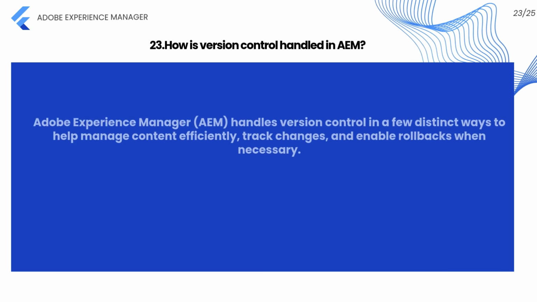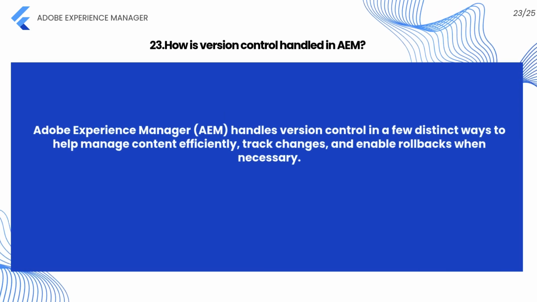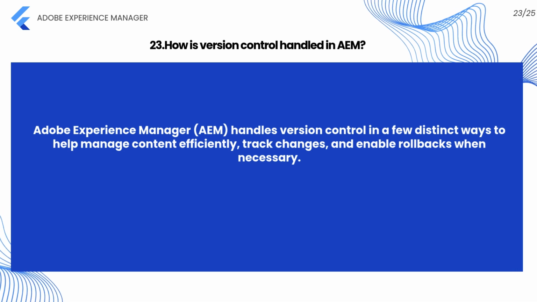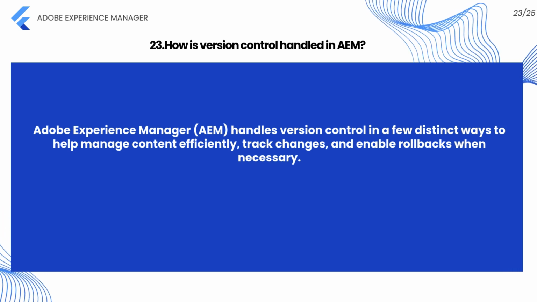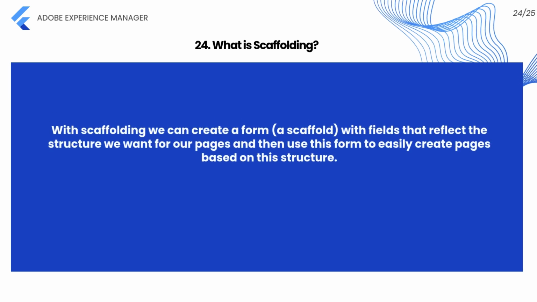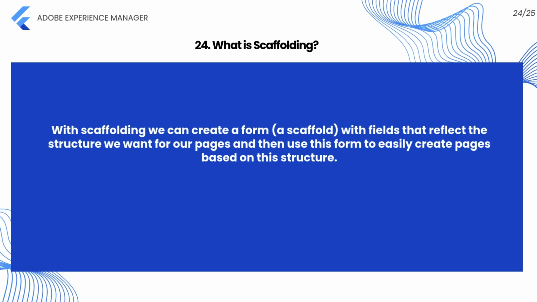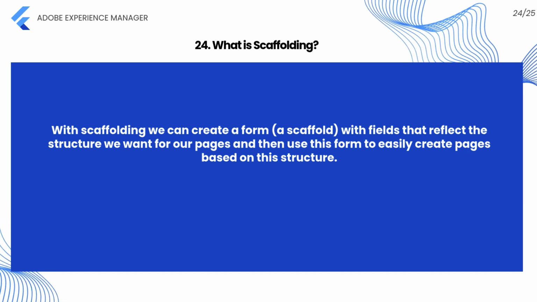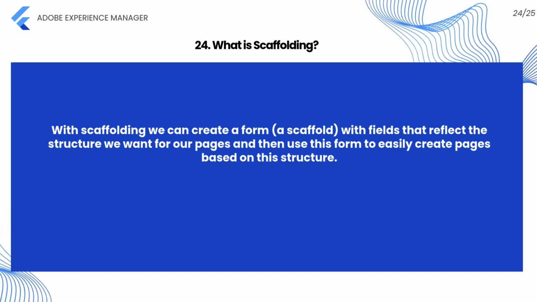How is version control handled in AEM? Adobe Experience Manager, AEM, handles version control in a few distinct ways to help manage content efficiently, track changes, and enable rollbacks when necessary. What is scaffolding? With scaffolding, we can create a form, a scaffold, with fields that reflect the structure we want for our pages and then use this form to easily create pages based on this structure.